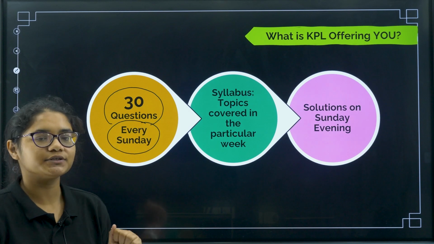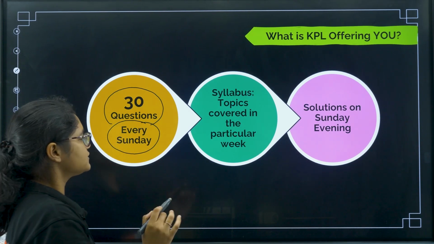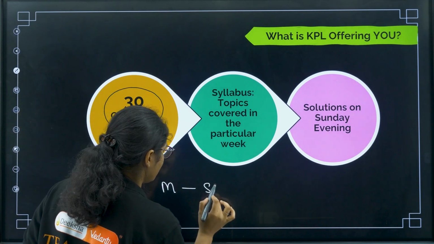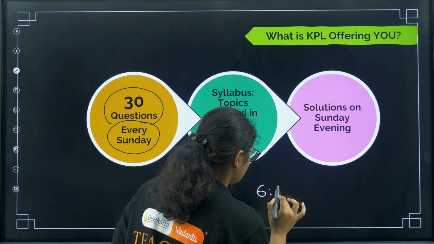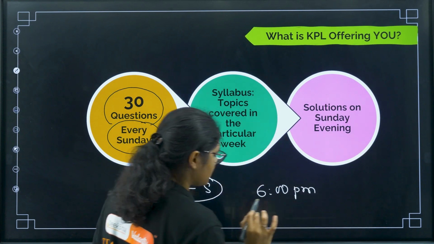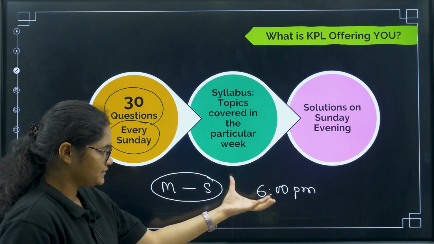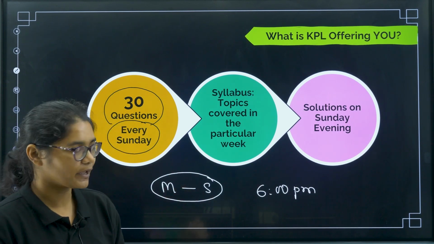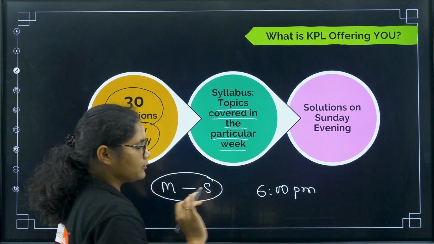Now what will be the portion of these 30 questions on the Sunday test? Suppose we have started a week from Monday to Saturday. As you know, our chemistry classes are every day at 6 p.m., so we will be covering certain concepts. This test will be based on the syllabus that we studied from Monday to Saturday. So the syllabus will be the topics covered in that particular week.